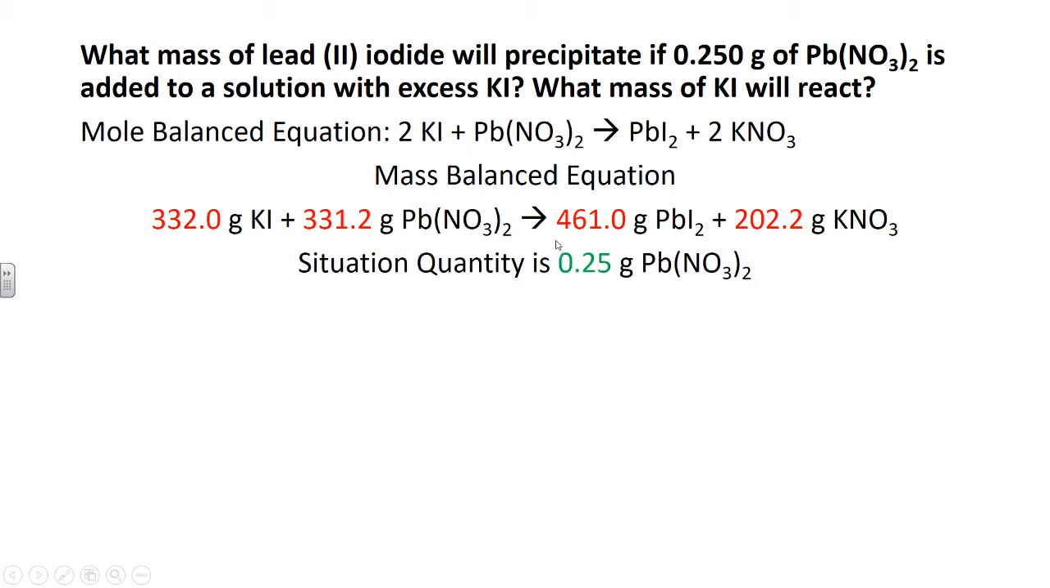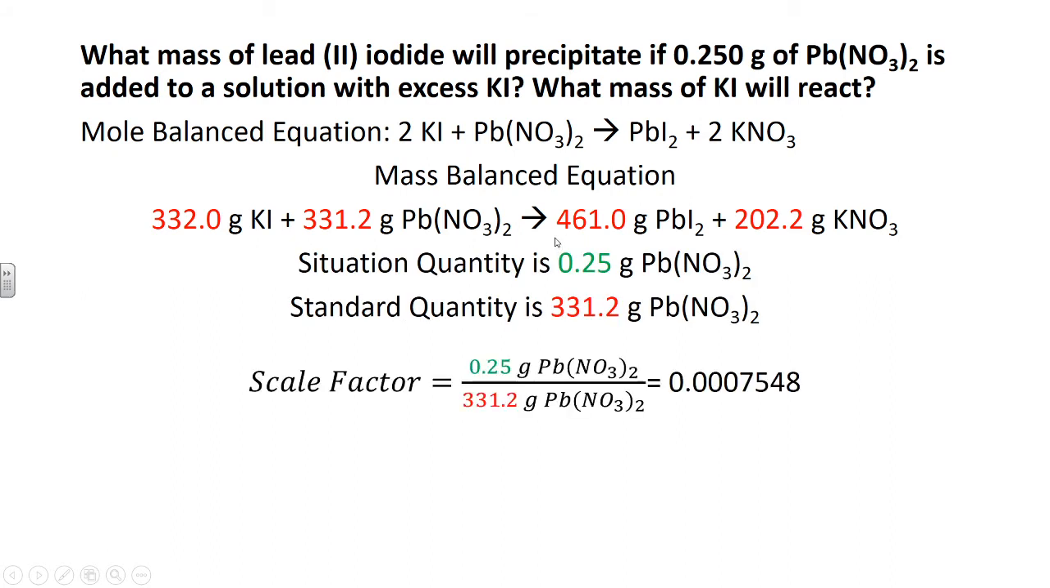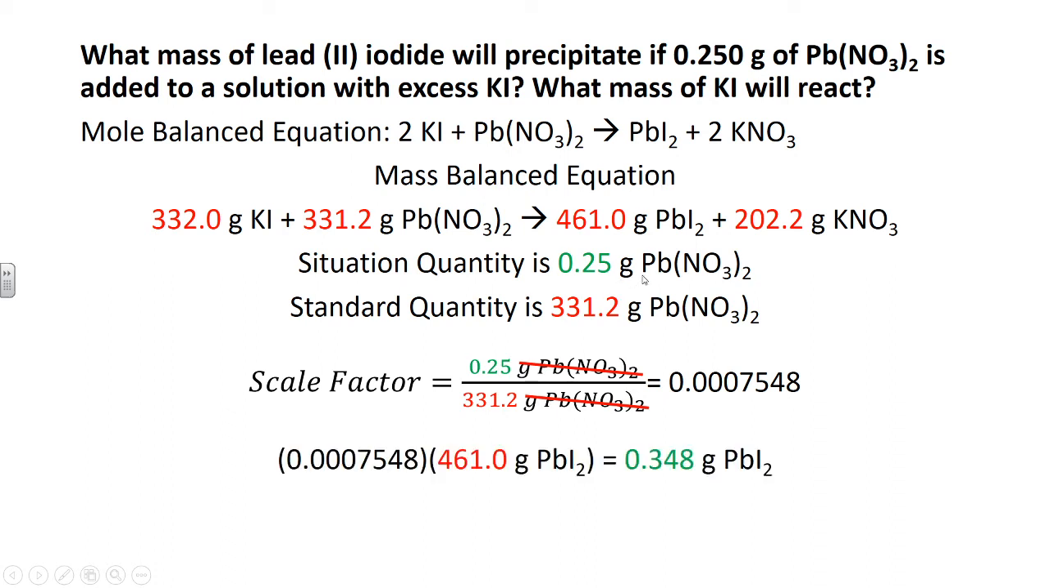Situation value and standard value. Okay, there's the situation value. There's the standard quantity, and we get the scale factor by doing situation over standard. Grams of lead nitrate will cancel top and bottom, and then I will apply the, well, let's go back to the question. It says, what mass of lead iodide will precipitate? All right, so I've been asked about the lead iodide. So I'll apply the scale factor to that, and there we have our answer, 0.348 grams of lead iodide.